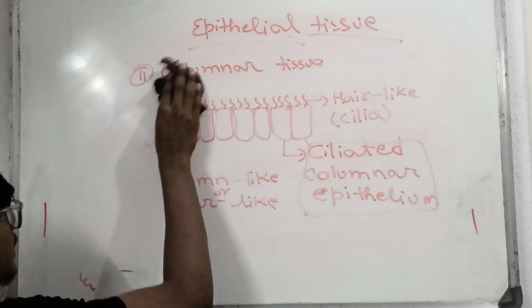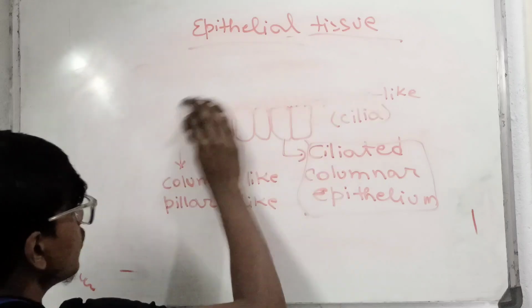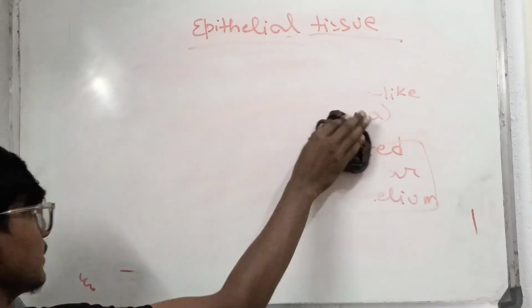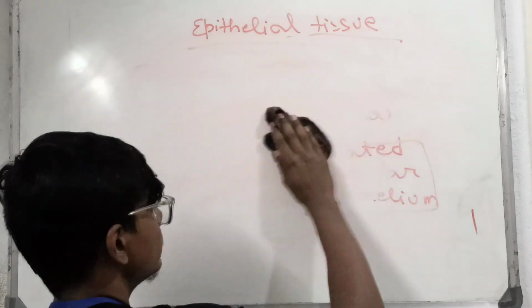So the next type we will see is the cuboidal epithelial. By the name, can you guess the shape of the cuboidal epithelial?